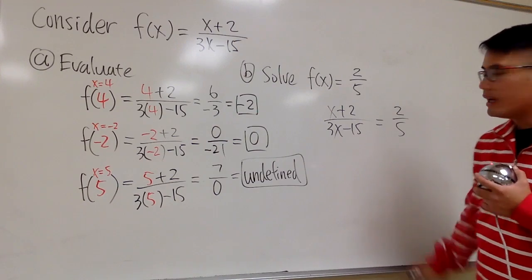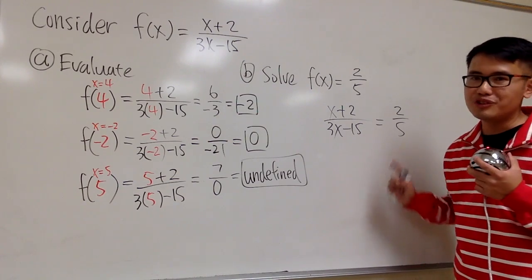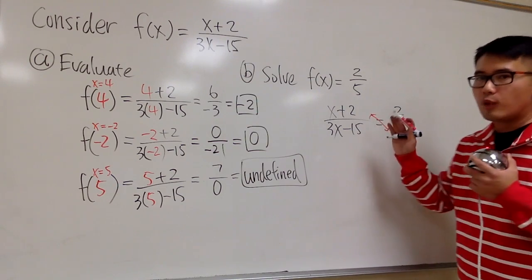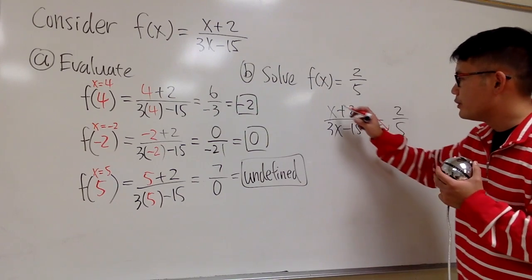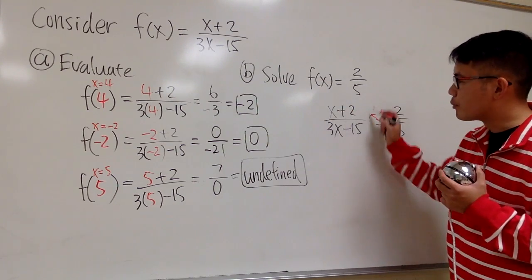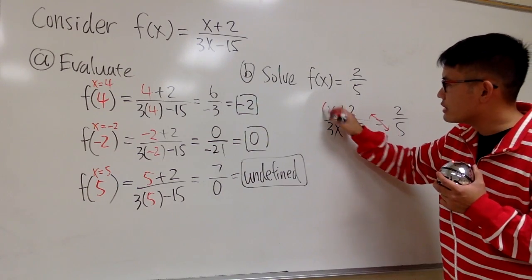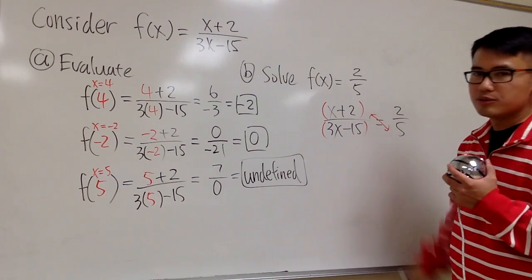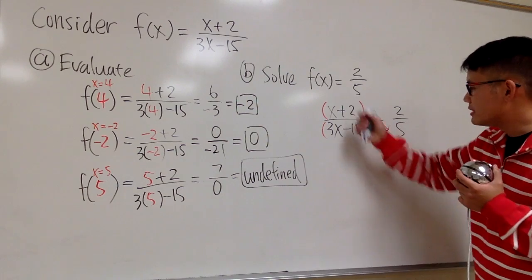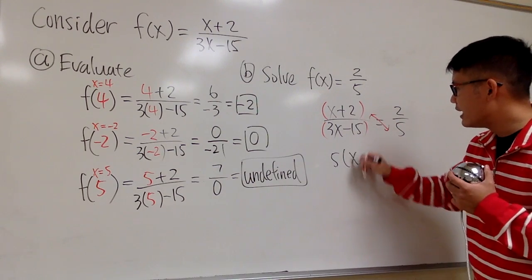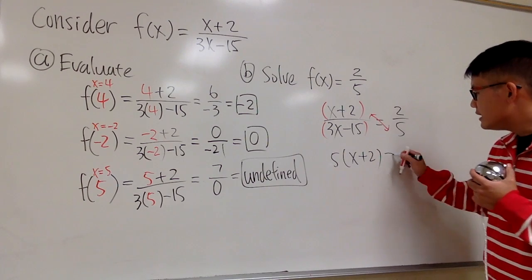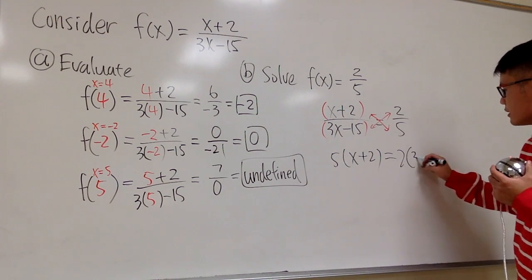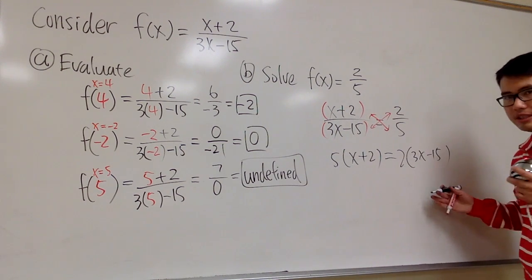And this is equal to 2 over 5. And now you see we have 2 fractions equal to each other, so what do we do in this case? Well, we are going to cross multiply. And when we cross multiply, be sure you keep in mind it has an invisible parentheses, and we have to make that invisible parentheses visible. So when I do 5 times this, be sure you write down 5 with the parentheses x plus 2. And then this is equal to 2 times that, 2 times 3x minus 15 with the parentheses.